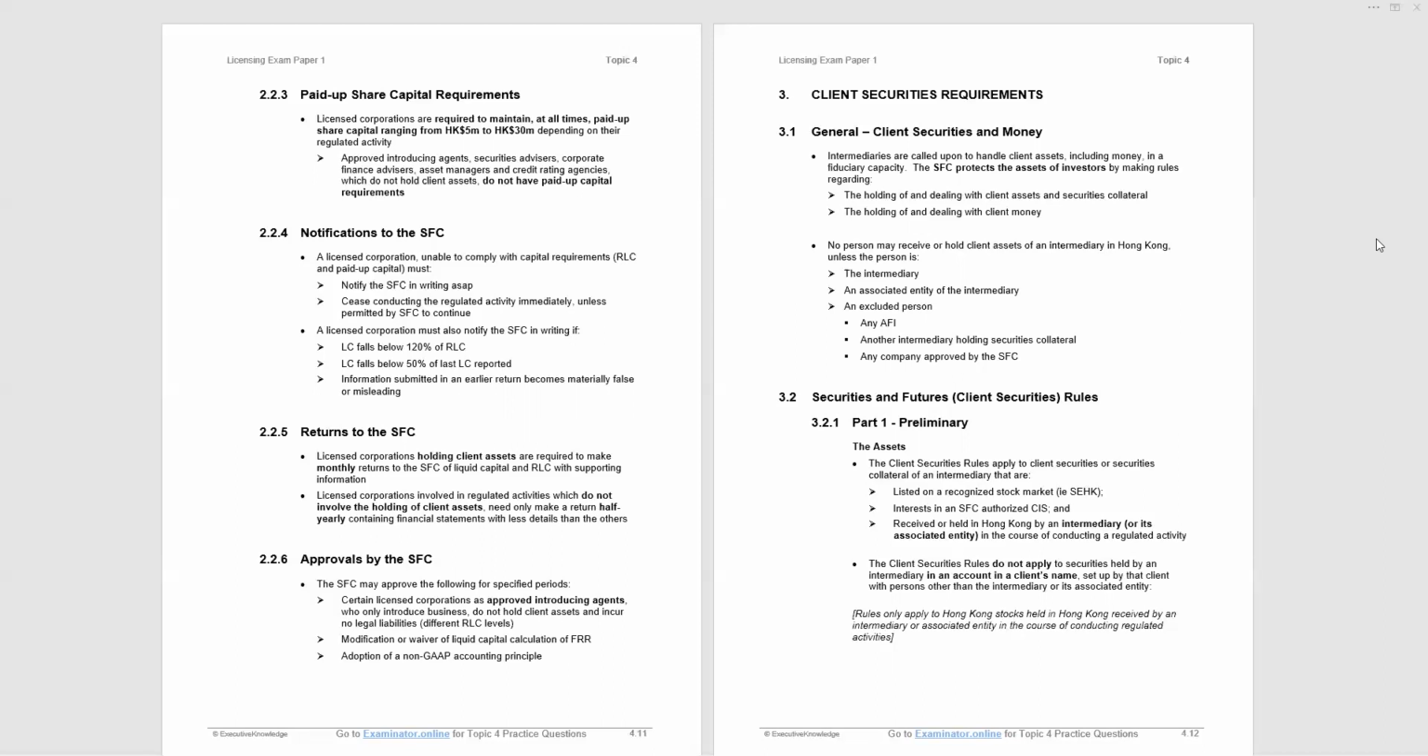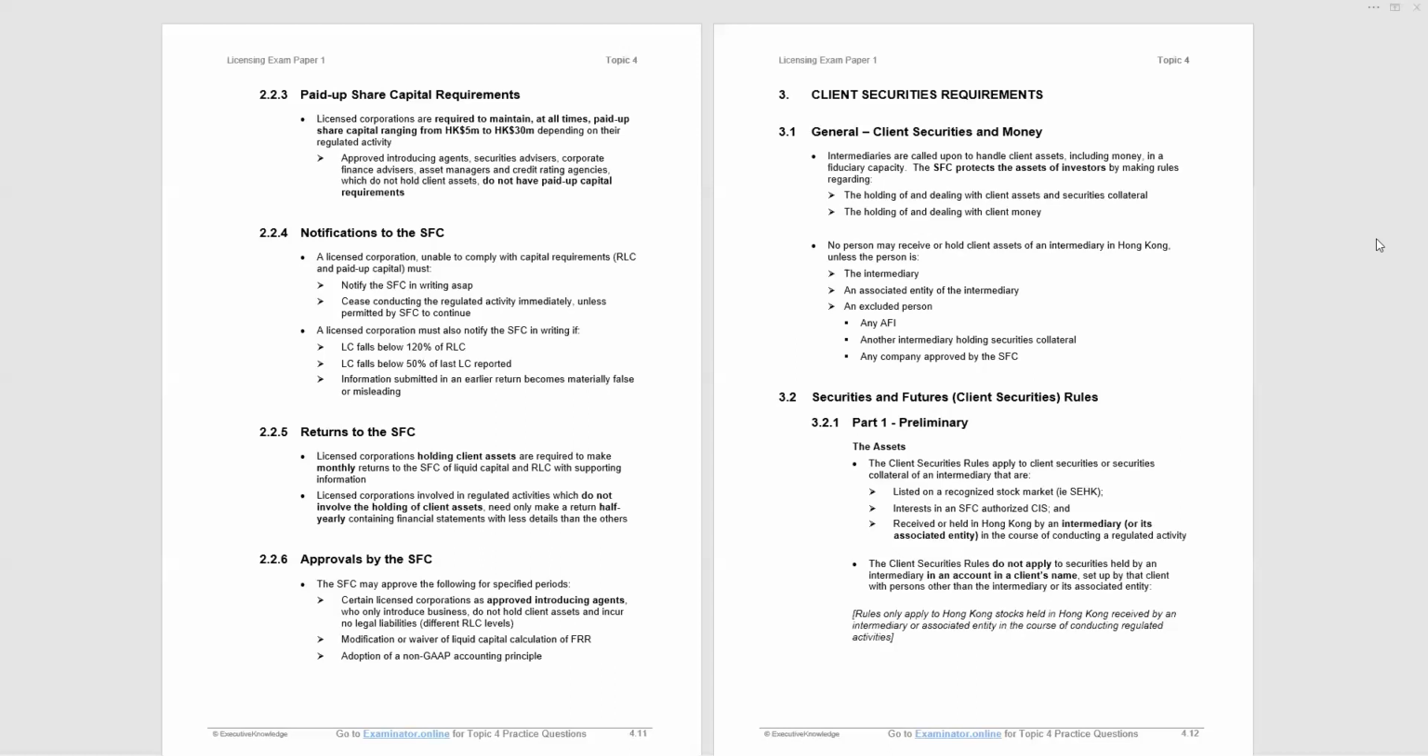Now, what are the securities that these rules apply to? And this has been examined under the assets. Client security rules apply to client securities or securities collateral of an intermediary that are listed on a recognized stock market, that is Stock Exchange of Hong Kong. Interest in authorized collective investment scheme. Now, collective investment scheme is like a mutual fund, a unit trust. And if you make those schemes available to the public, the retail investors, they must be authorized by the SFC. So interests in these products are covered by the client securities rules. And then they must be held by an intermediary in Hong Kong in the course of conducting regulated activities.